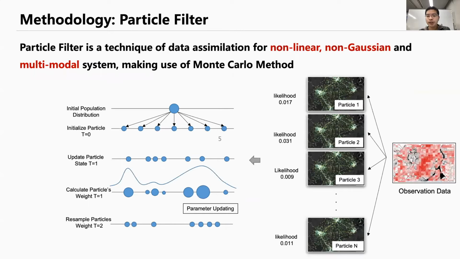In the particle filter, it uses many different particles to represent different possible states of the world. The real-time observation data are fed in to calculate the likelihood. The final result is generated by the weighted average sum of all particles.